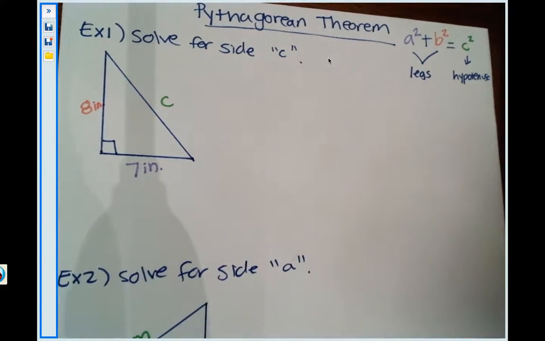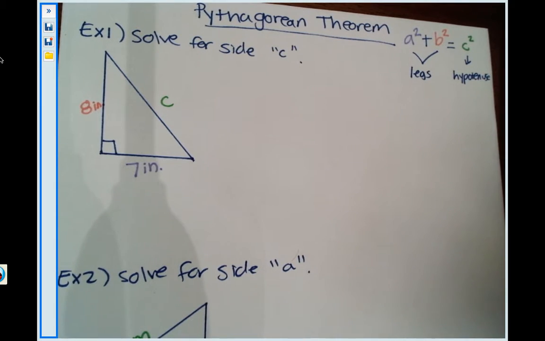So if you solve this and the hypotenuse is not the longest side, then something's wrong with the problem. You've got to fix it. Okay, so the first thing I like to do is label the A, B, and C in the picture, and then you simply substitute those numbers into the formula, and then you're done.